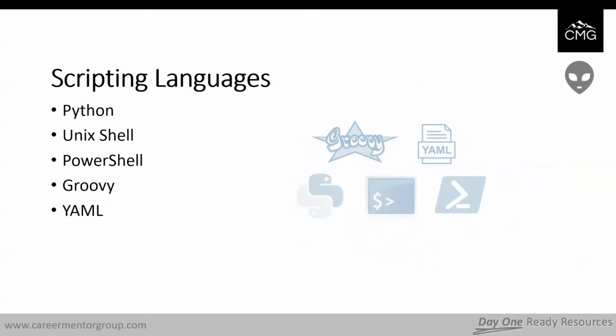So from a scripting languages perspective, it's very important to be effective in DevOps to understand Python. That's my preferred weapon of choice. Unix shell commands, Windows PowerShell if you're dealing with Windows environments, Groovy and YAML, which are the languages spoken through the pipeline, which you'll see in our demonstrations in a few minutes.